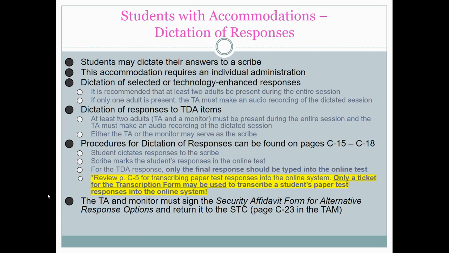That's the only way answers are going to get scored, if it's placed in the portal, because there are no answer sheets. And anyone who serves in a dictation room, you do need to sign the security affidavit form, which is found on page 23 in the TAM. And that is signed for each day that you serve as a scribe. So if you are with a student for reading and writing and you are serving as a scribe, you will fill out that form each day.